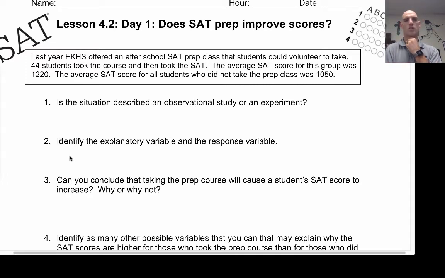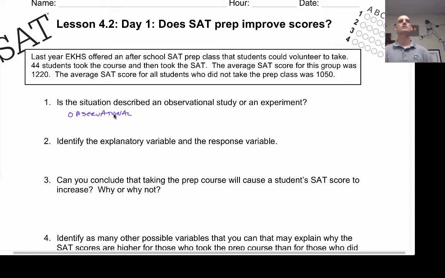44 students took the course, then took the SAT. The average SAT score for this group was 1220. The average SAT score for all students who did not take the prep class was 1050. Okay, so is the situation described an observational study or an experiment? So this is an observational study.